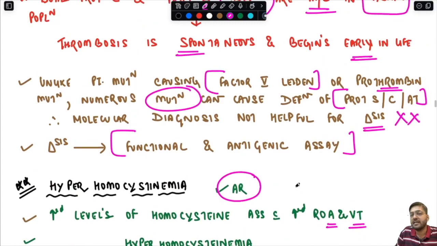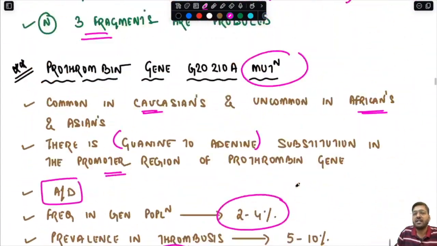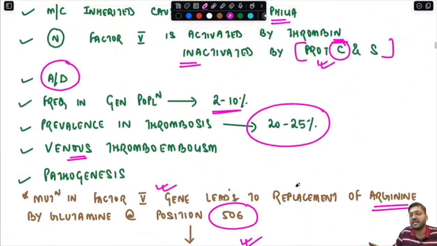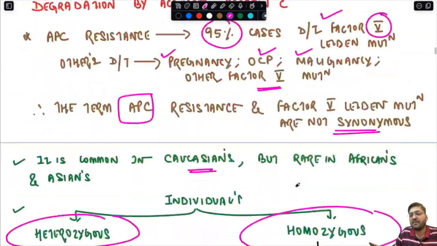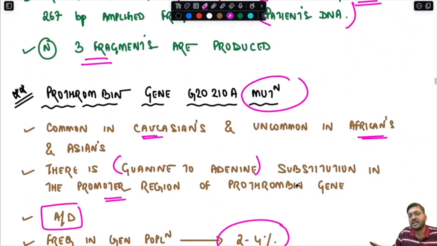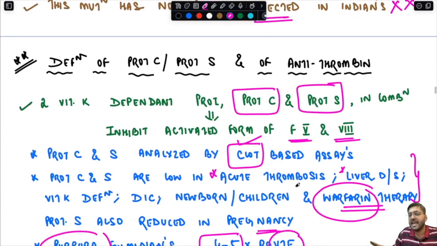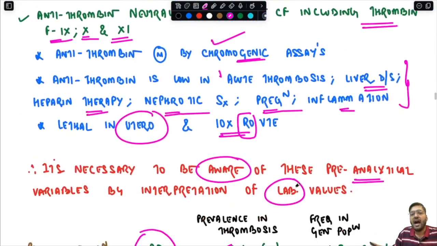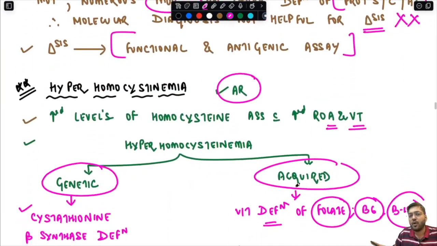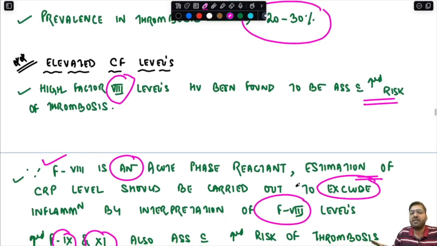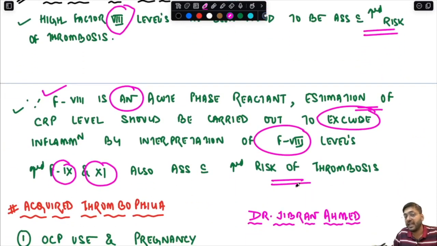So we have discussed in detail the inherited thrombophilia. First, we started off with APC resistance, that is activated protein C resistance, which is mainly caused by the factor 5 Leiden mutation. Then we discussed the prothrombin gene mutation. Then we saw protein C, S and antithrombin deficiency. After that, hyperhomocystinemia and then elevated clotting factor levels. With this, we have discussed inherited thrombophilias, which itself is a long answer question, and you have to write all these points in detail in the exam.